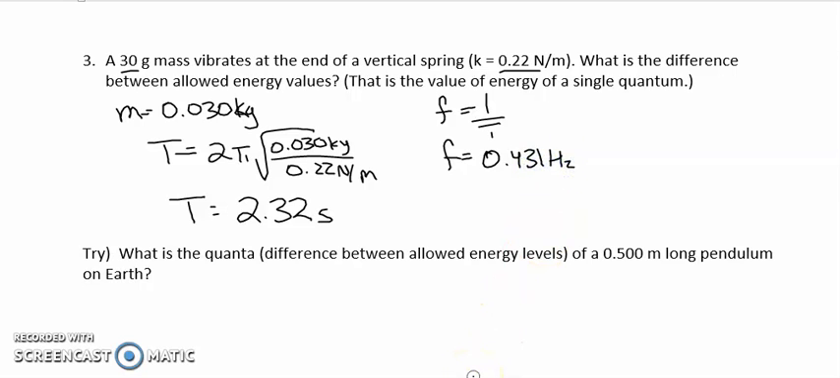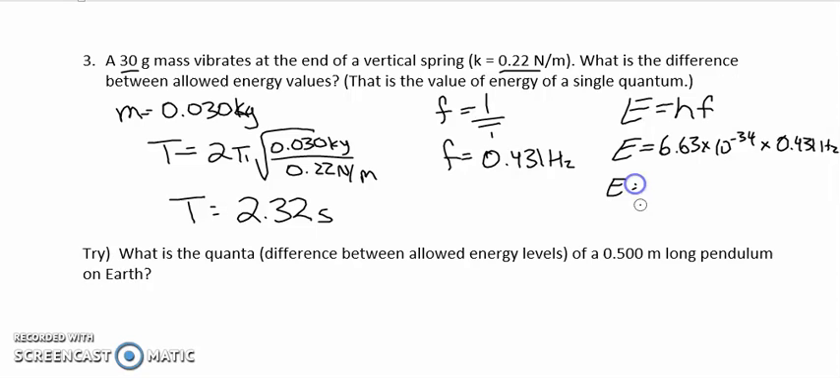And finally, we get to this formula that Planck's constant is really about here. E is equal to hf, which means we're taking the frequency and just multiplying it by Planck's constant, to figure out how much energy is allowed, or the difference between energy levels. And so each quantum of energy on this vibrating spring is just 6.63 times 10 to the negative 34 multiplied by that 0.431 hertz, which gets you a total value of 2.86 times 10 to the negative 34 joules.